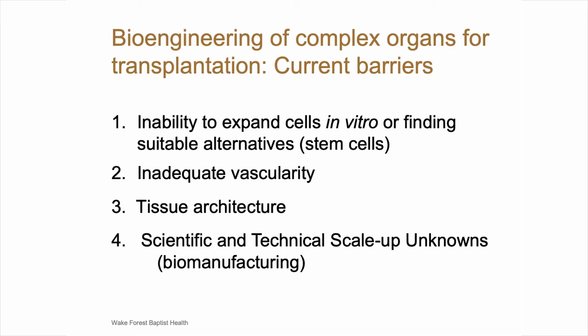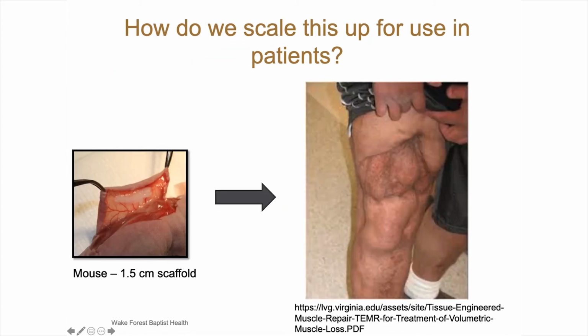Inadequate vascularity. This is a big problem, and this actually goes back to when we were talking about scaffolds and how using a decellularized tissue, like the kidney or liver that I showed you, actually maintains the vasculature within the structure of the tissue architecture. And then scientific and technical scale-ups. This actually gets into biomanufacturing. And so we talk about scale-up. This is really the problem, right?